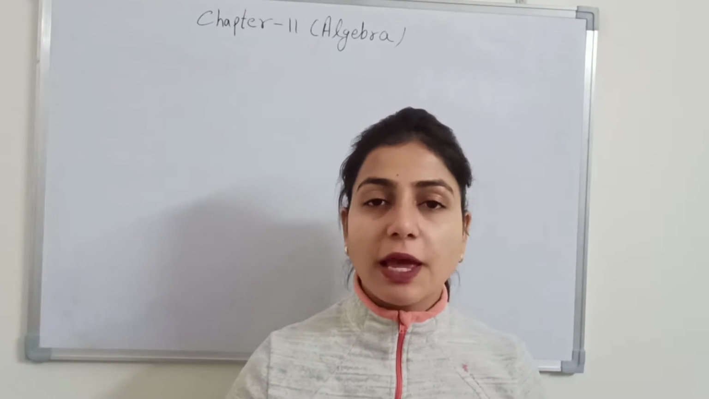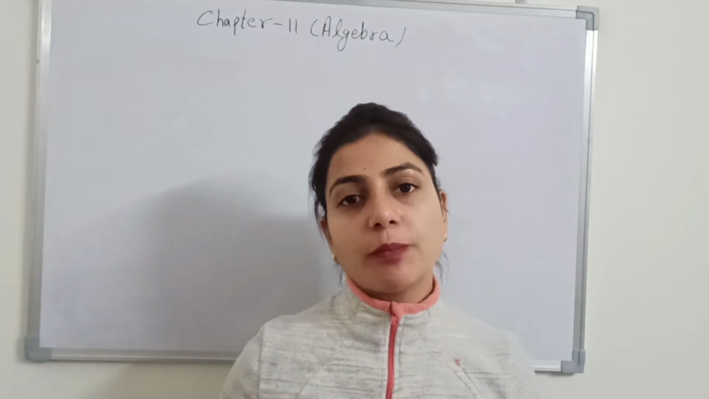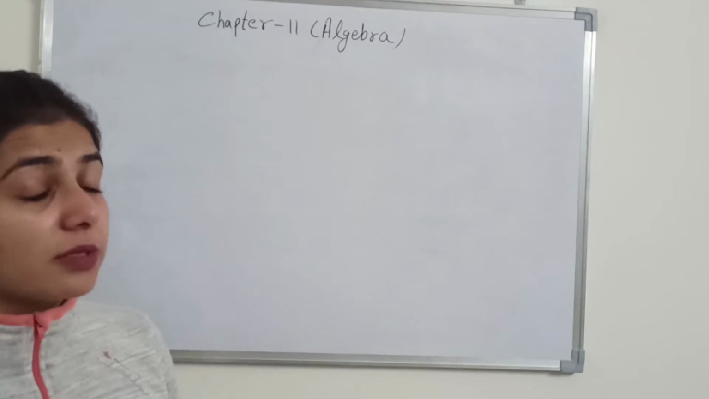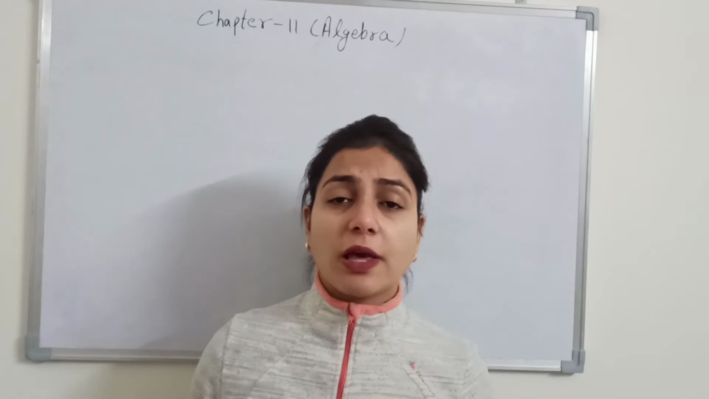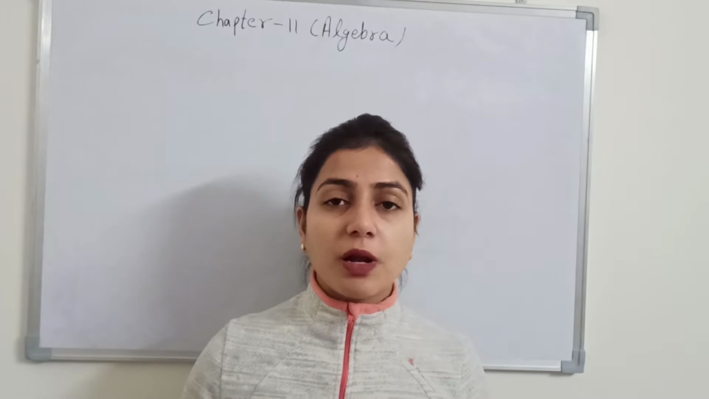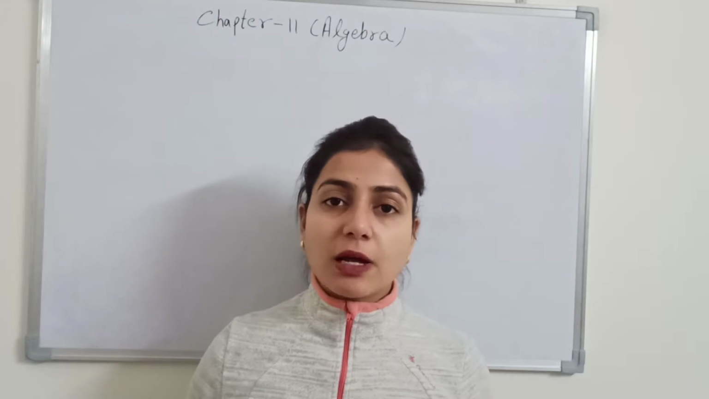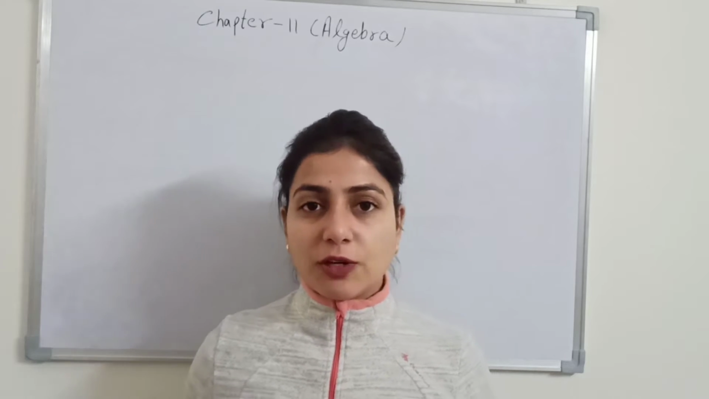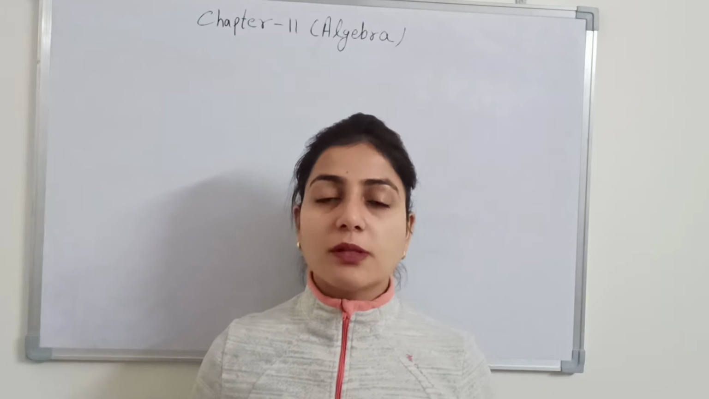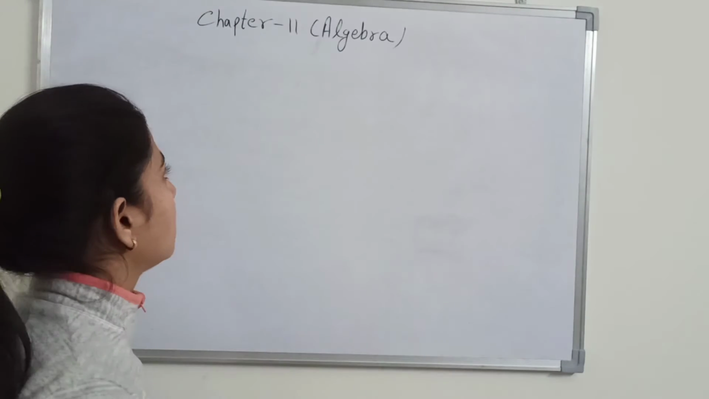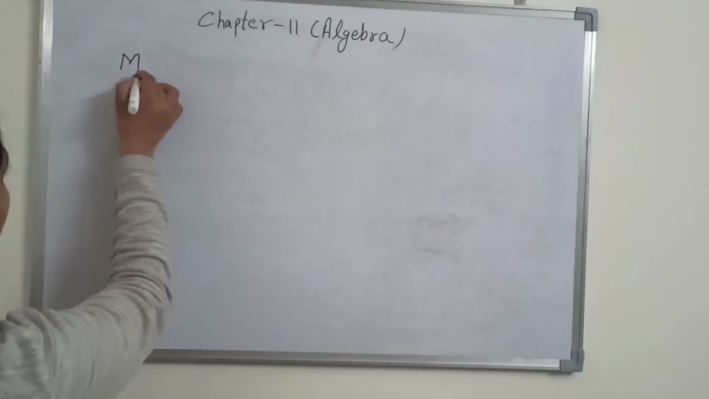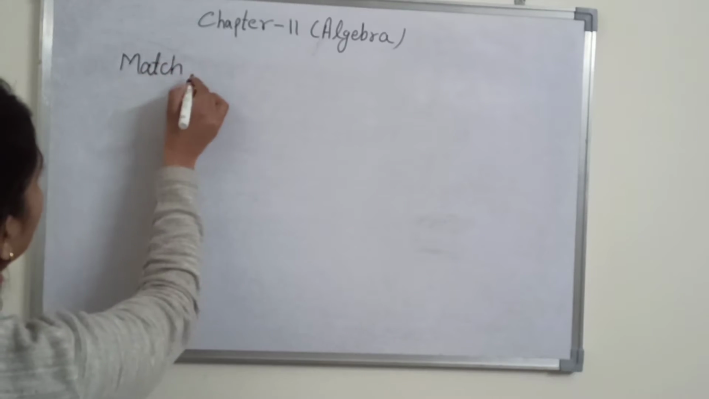I am Rashmi Chauhan and today we will start our new chapter, Algebra. Before starting this chapter we should know about algebra. What is algebra? Algebra is another branch of mathematics in which we will study variables, constants, signs and symbols. So what is our first topic of this chapter? Matchstick pattern.